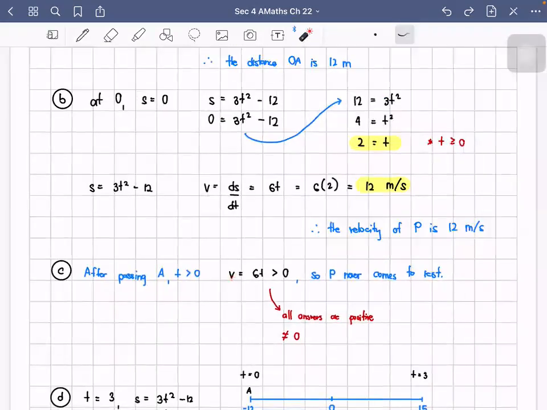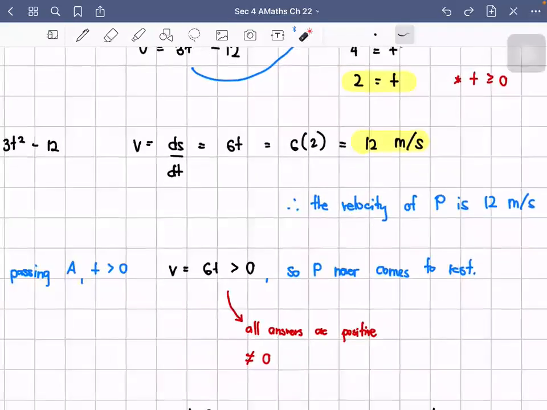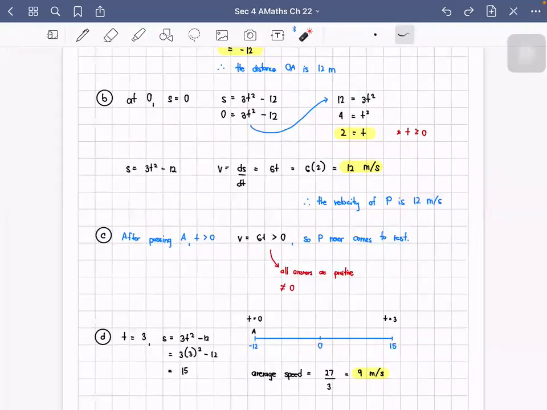So if the velocity is equal to 6t and it never comes to rest, that means it's greater than 0. So what's the meaning of this expression? That means that all your answers for velocity are positive. It's a simple proving question. Whatever you plug in here greater than 0, let's say 1, 2, 3, 4, 5 seconds, your answer will always be greater than 0. So that means that P continued going straight to the right. So P never came to rest. So that's for letter C.